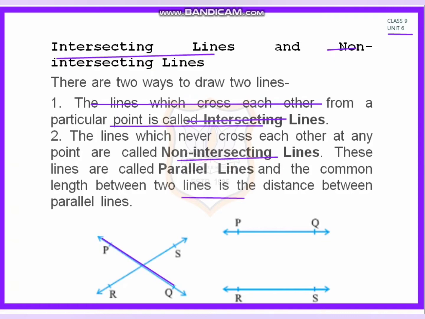This is PQ and RS, which are called intersecting lines, meaning they cross at a single point. The lines which do not cross each other at any point are called non-intersecting lines. These lines are called parallel lines. This is PQ and this is RS.